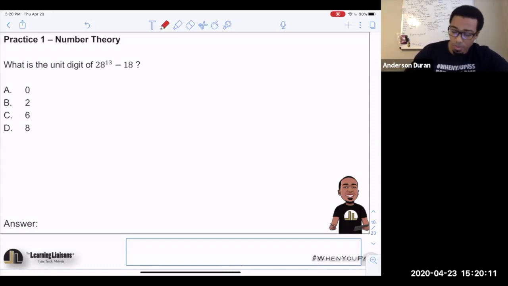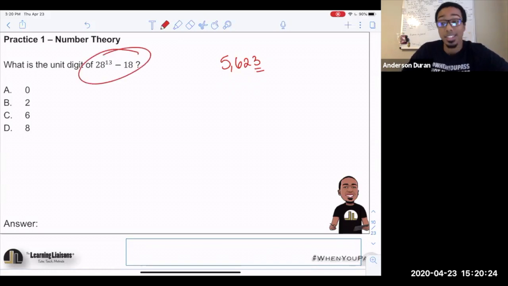I'm not going to patronize everybody here. We know what the unit digit is. If we had a number like 5,623, then the unit digit would be 3. Simple as that, right? The question is, what does this all add up to or subtract to? Did anybody here try to pick up their calculator and plug in 28 to the power of 13 and then subtract 18? Yes or no, really quick. Okay, so a couple people did at first, and you quickly found out that ain't happening. There's no possible way.